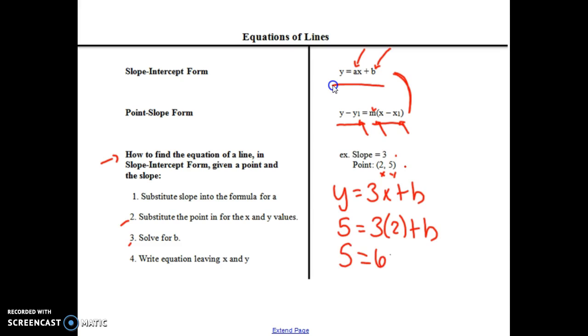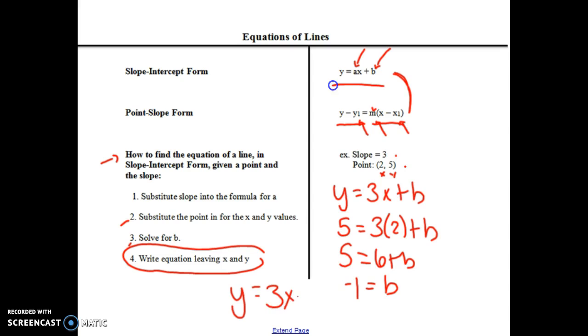5 = 6 + b. b = -1. Now I need to write the equation leaving x and y. That's what some people forget. y = 3x - 1 is my final equation.